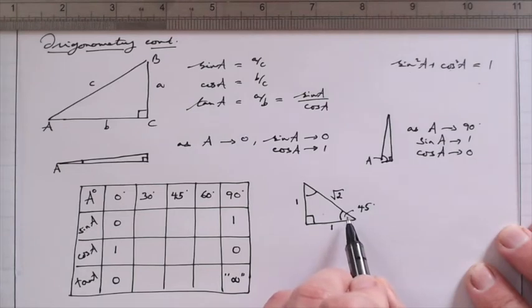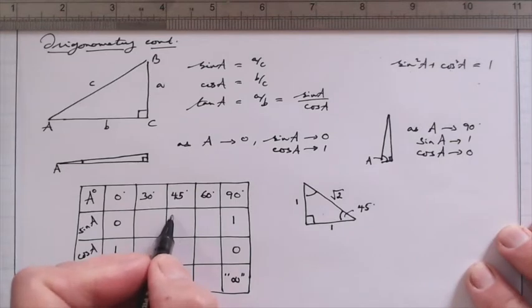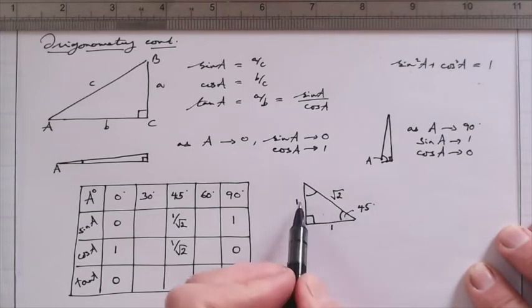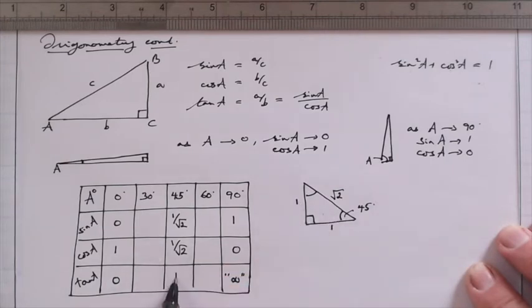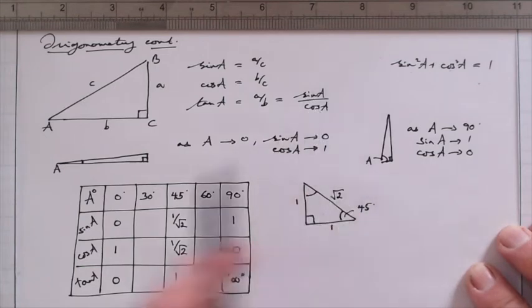The sine of 45 is the opposite over the hypotenuse. That will be 1 divided by root 2. The cosine of 45 will be the adjacent over the hypotenuse, also 1 over the square root of 2. The tangent will be the opposite over the adjacent, which is 1, and that's confirmed by just looking at the tangent as the sine over the cosine. We have the same number divided by itself, which gives 1.